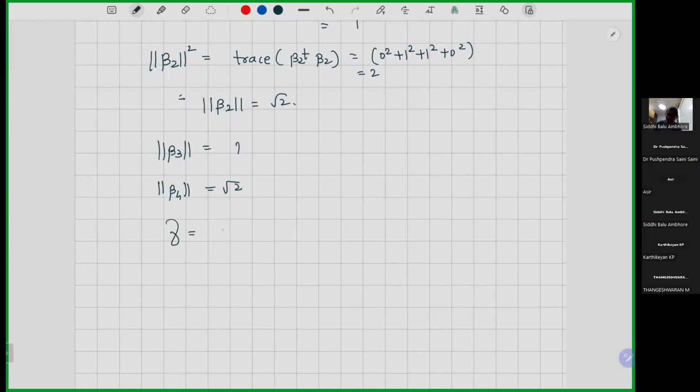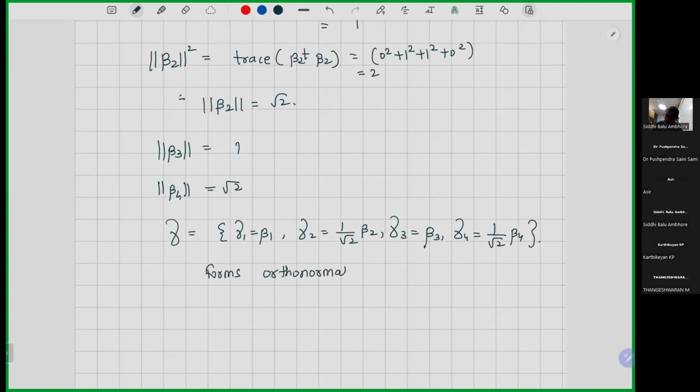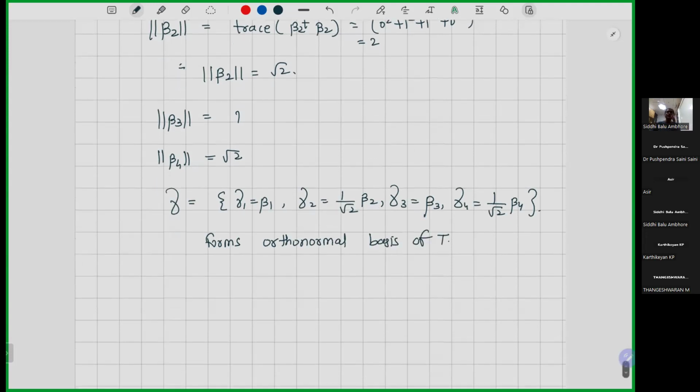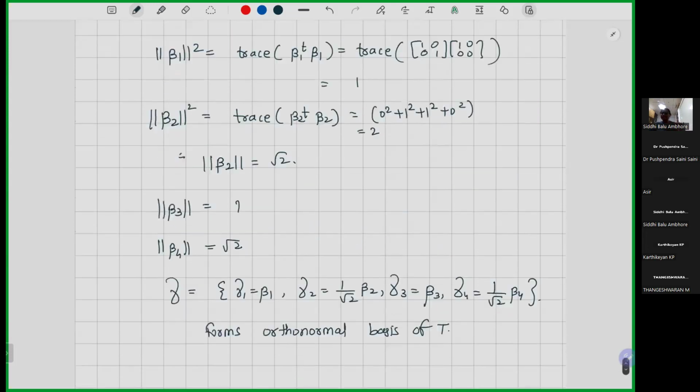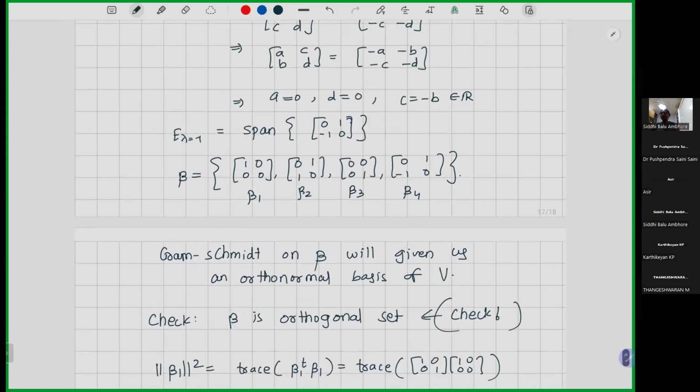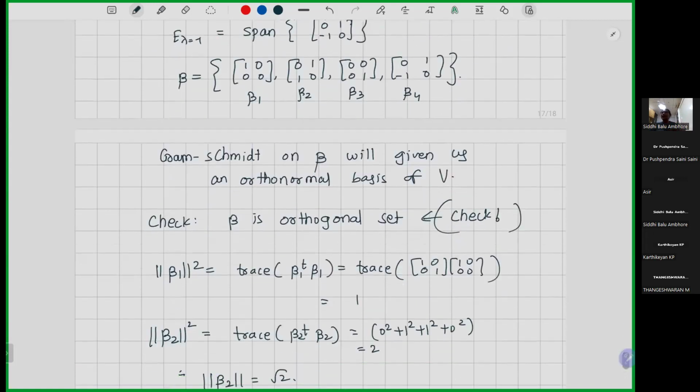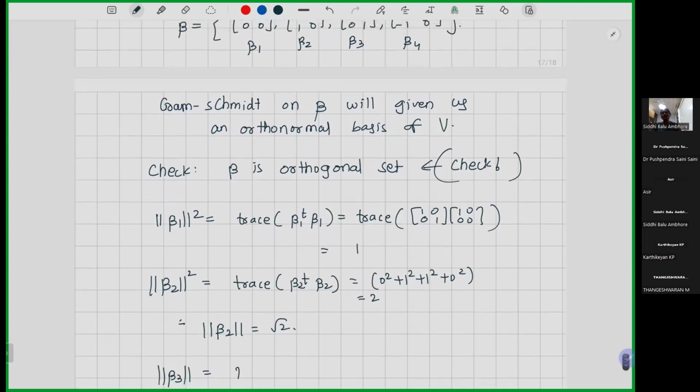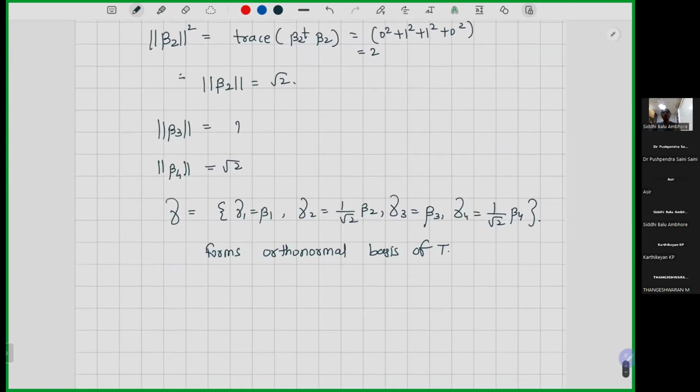Okay. Then this new set, if I call it gamma, with gamma 1 equal to beta 1, gamma 2 equal to 1 by root 2 beta 2, gamma 3 equal to beta 3, and gamma 4 equal to 1 by root 2 beta 4, forms an orthonormal basis of T. Even if you go through the orthogonalization process, this remains as it is. V1 gives me the same V1, V2 gives me the same V2, and so on, because trace of B transpose B for these four vectors becomes 0. These are orthogonal. You can follow Gram-Schmidt and you will end up getting the same set. Then just dividing by the norm will give me an orthonormal basis.